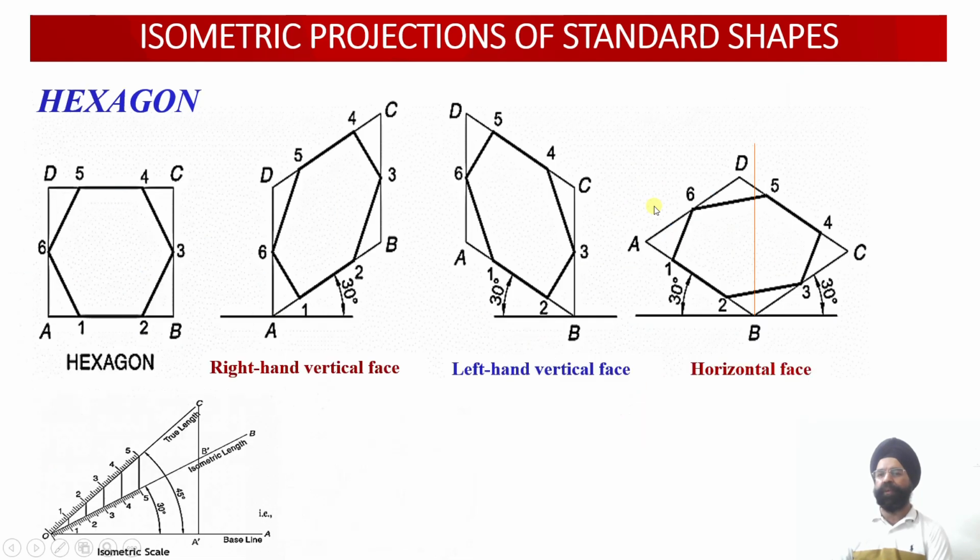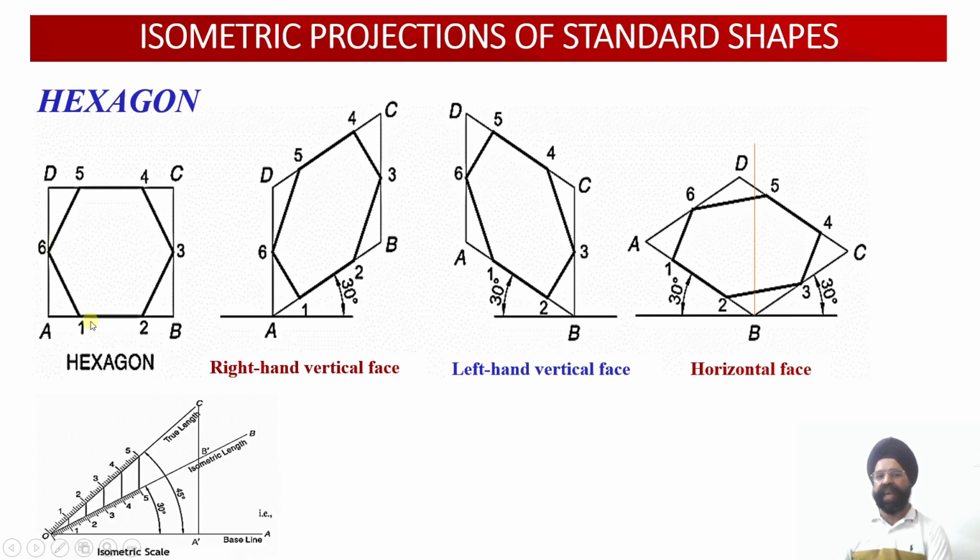Now the last shape that we want to discuss today is the hexagonal shape. So how do we draw the hexagonal shape onto the isometric projection? Once again, 3 orientations we are going to discuss: horizontal face, left hand vertical face and right hand vertical face. But the procedure will remain identical to that of the pentagon construction. That is, to begin with, forget that we are going to draw the isometric projection of the hexagon. We need to have the true geometric construction of a hexagon completed to begin with.